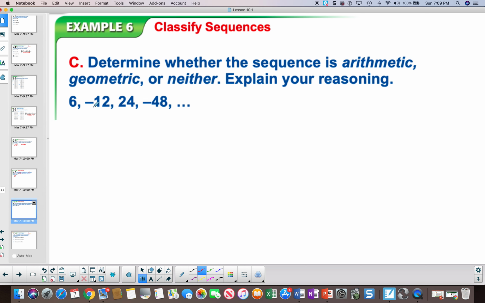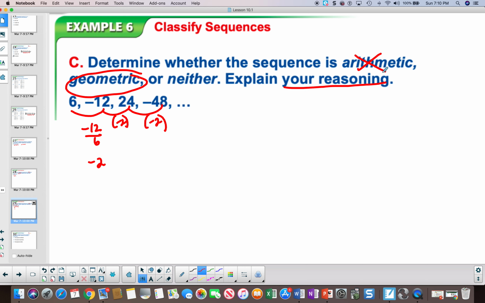Let's take a look at this one. Now this one is going back and forth from negative to positive, and a common difference would not do that. So I'm not even going to try the arithmetic. It won't work. So I'm going to try the common ratio, negative 12 divided by 6. That's a negative 2. And if I multiply by negative 2 here, I'm going to get that. If I multiply by negative 2, I'm going to get that. So this is going to be geometric. Explain my reasoning. It's because I have a common ratio of negative 2.